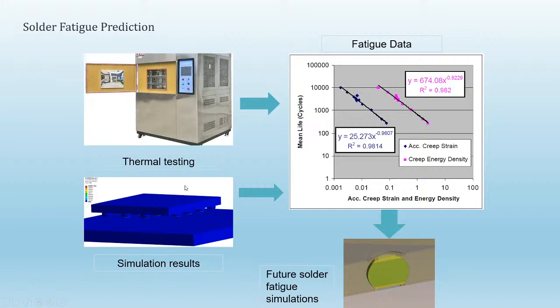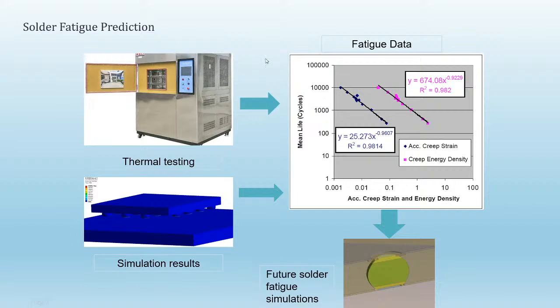So if we do a simulation of the exact part we're testing, then we can get a chart like this, right? We know how many cycles the package lasted and the amount of strain, energy and stress, in this case creep strain, that we have. So then we can put a correlation together. This is work done by one of the Amcor gentlemen. I think it's Saeed's work.